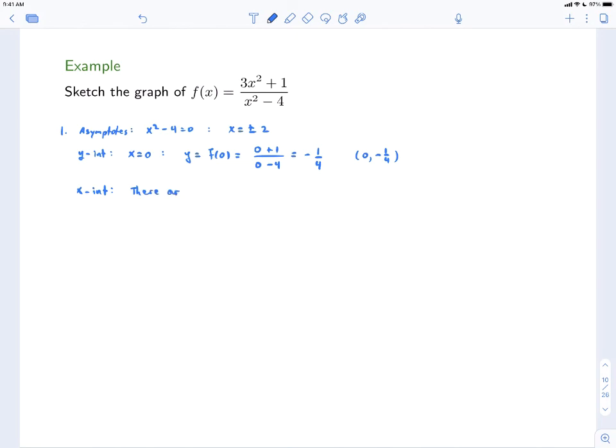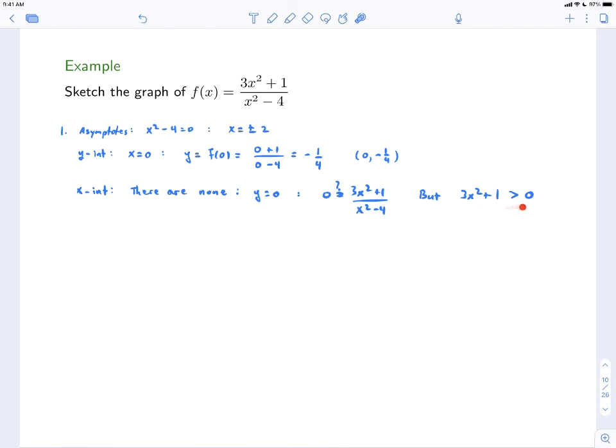There are none. And why is that? You get an x-intercept precisely when y is equal to 0. So that means 0 is equal to 3x squared plus 1 over x squared minus 4. Can that happen? Well, you can only have a rational function being equal to 0 when the numerator is equal to 0. But 3x squared plus 1 is always strictly greater than 0. 3x squared is always greater than or equal to 0, and then if you add 1 to it, you're going to get something which is always bigger than or equal to 1.